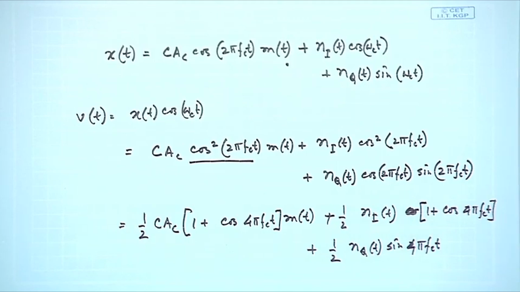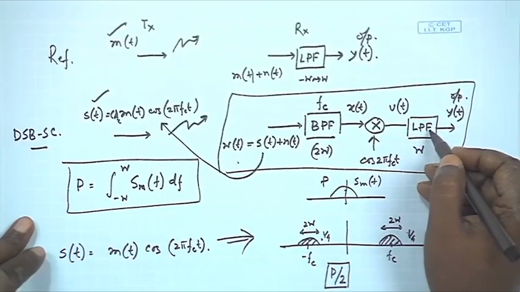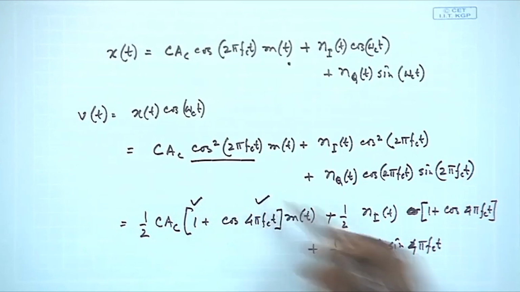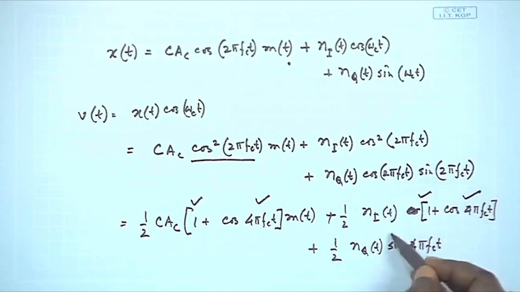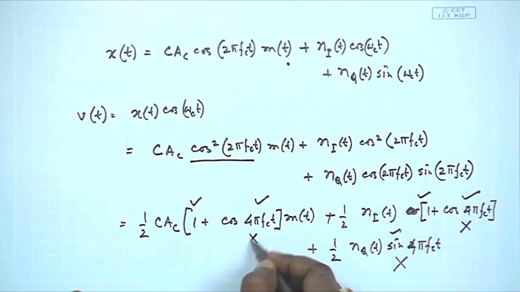Now, let us pass it through the last part of the receiver circuit, the low pass filter of bandwidth W. Which are the components here? I have this component, this component, this component, this component and this component. Out of them, which are the higher frequency terms that the low pass filter will reject? Those must be rejected, because f_c is much bigger than W, and therefore 2 f_c must be even bigger than W. So, this must be rejected, this also must be rejected, and this must be rejected.